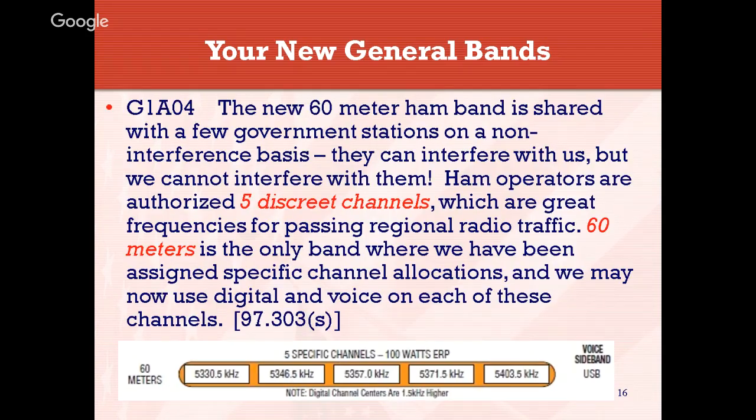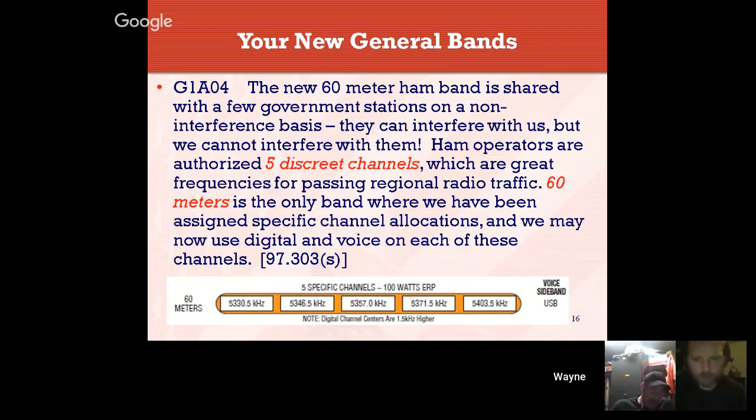Okay, the new 60-meter ham band is shared with a few government stations on a non-interference basis. They can interfere with us, but we cannot interfere with them. In other words, if you hear something official on one of those frequencies, you cannot operate. So ham operators are authorized to operate on 5 discrete channels, and you see them listed right there. And this is all upper sideband.